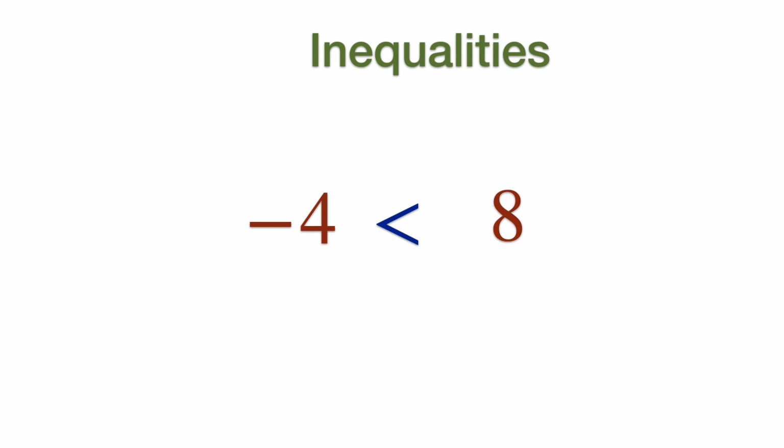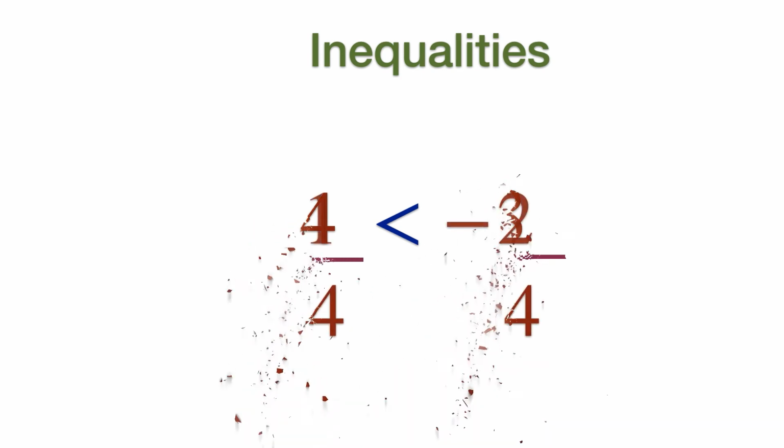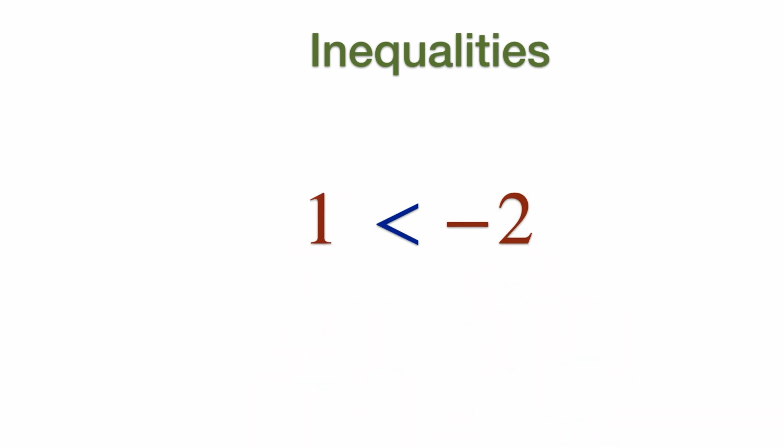This statement is currently true because minus 4 is less than 8. However, if we divide both sides of the inequality by minus 4, you get 1 is less than minus 2. This statement is now untrue. Therefore, to make the statement true again, we must flip the inequality sign.